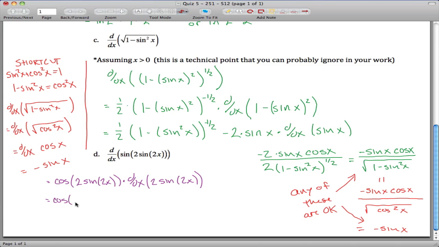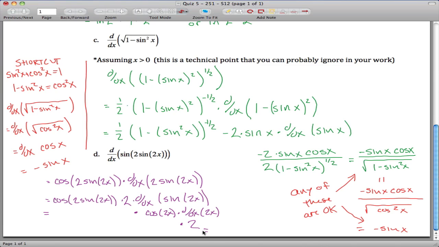And now I got cosine of 2 sine of 2x times, let's see, I got a constant 2 here. I can pull that out in front. And what I want to do is take the derivative of sine of 2x, which I can do. Maybe all this stuff times derivative of sine is cosine. But you're still not done because we have to multiply that by the derivative of 2x, which is 2. So I'm a little short on room here, but maybe I can squeeze it in over here.